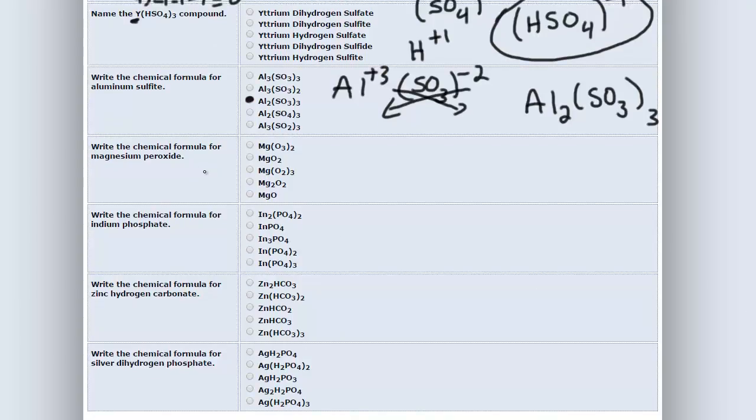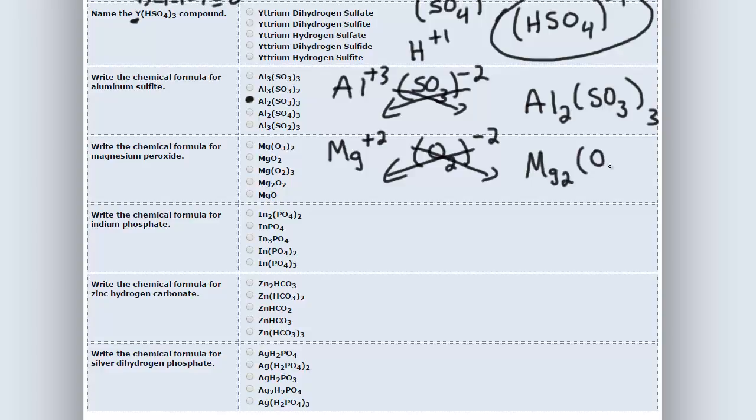Write the formula for magnesium peroxide. Magnesium forms +2 ions. Peroxide, O2, 2 oxygens bonded together, has a -2 charge. Bring those over, and we're going to get Mg2 parentheses O2, close those parentheses, subscript 2. Notice the outside 2, because I have 2 of these units. We must reduce, and my formula becomes MgO2, magnesium peroxide.